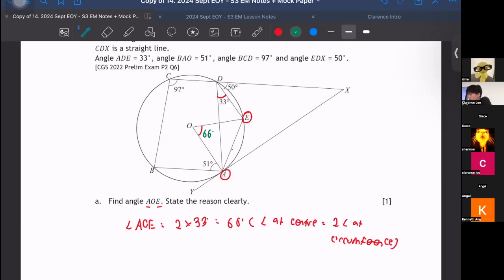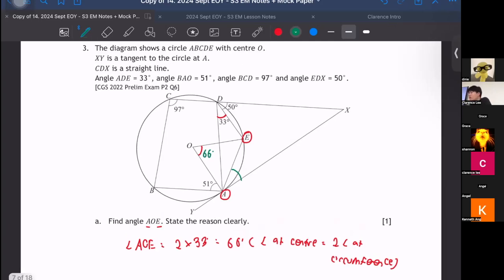XAE is over here. So the first thing that you must identify for me is that there is a right angle. Because over here, the question showed you that XY is a tangent. OA is known as my radius. So that means that angle OAX is equal to 90 degrees, because tangent perpendicular to radius. You can write this in your space for part B, but I'm writing here because I want to refer to the diagram.